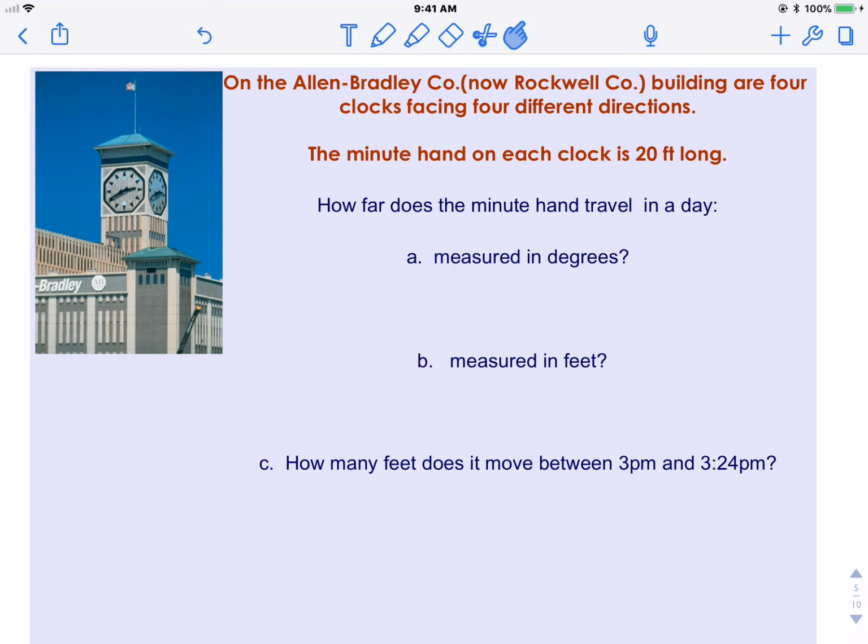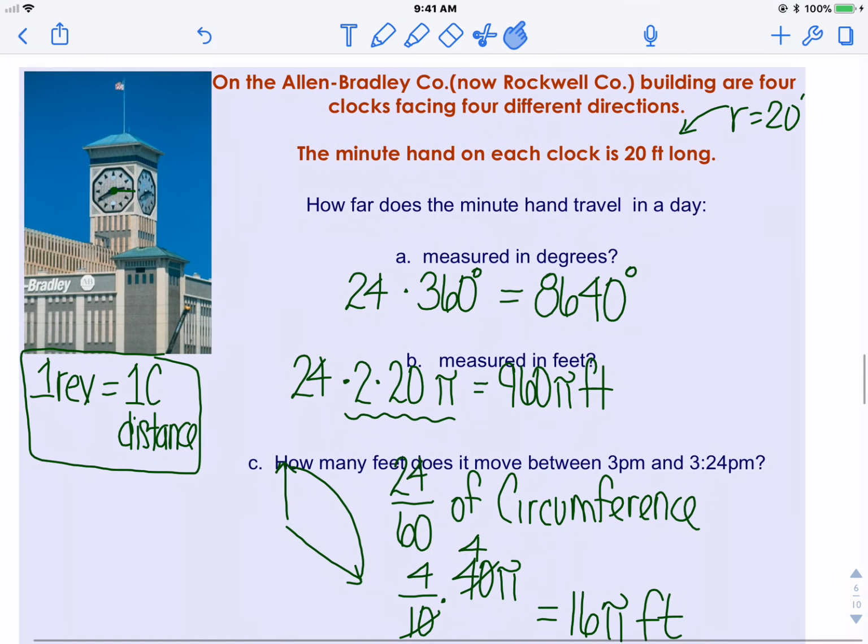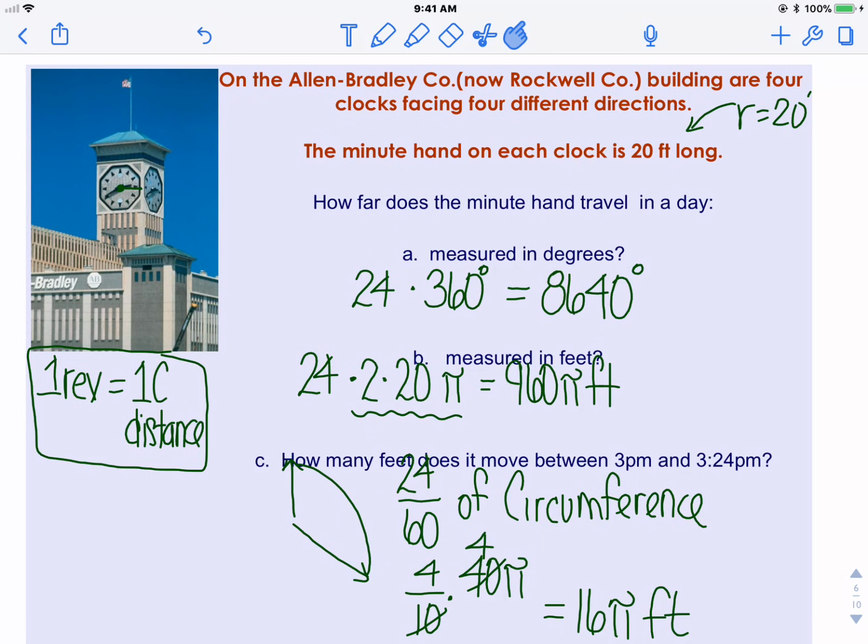So pause the video, work on these questions about the Allen Bradley Clock Tower in Milwaukee, and get a calculator, record what you do to get these, and come back when you're done. If you're back, and forgive the handwriting, this was smartboard handwriting. So some things we knew about the Allen Bradley Clock Tower, they told us that each clock hand is 20 feet long, so we're talking about a radius of about 20 feet.